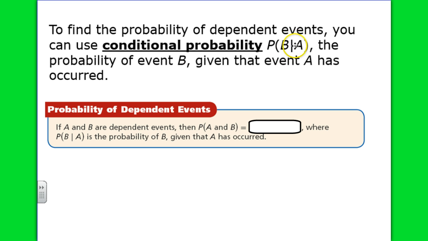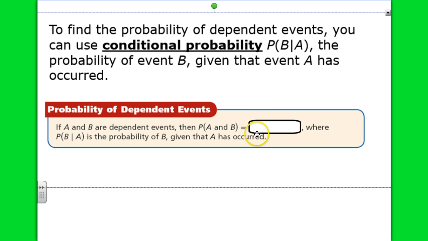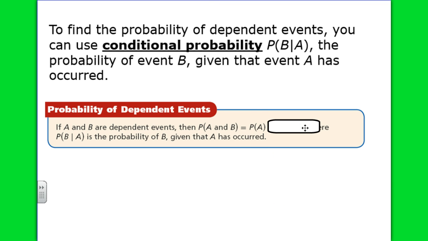So these are 2 events happening, but B is dependent upon what happened in your A draw. Okay, so that's how we write it. The probability of event B given A. So if A and B are dependent, first of all, we're going to see the probability of A, right? And now the probability of B is different than it would have been had we not had A, right? So we do the probability of B based on what happened with A. Okay?